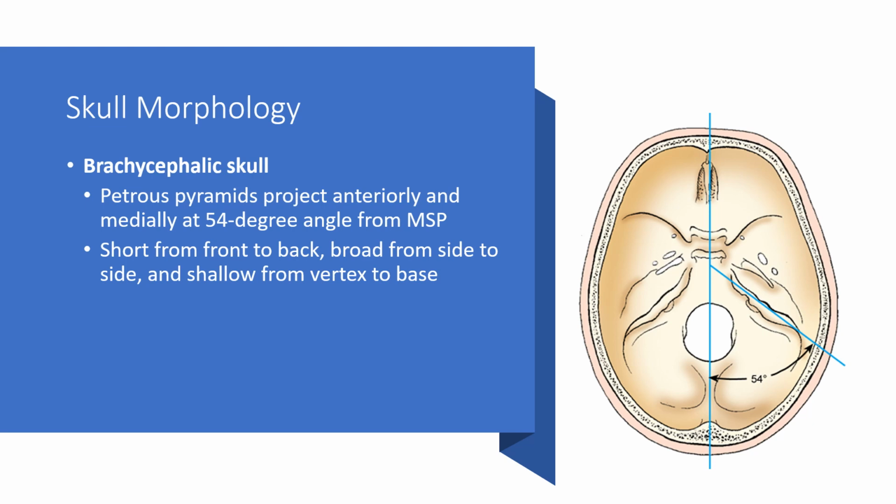The bradycephalic skull, because it is wider side to side, those petrous ridges are allowed to expand more laterally than they would in the mesocephalic skull. So the angle to the mid-sagittal plane actually increases to a 54-degree angle, right? Well, that changes where the petrous pyramids will be located relative to other anatomy when you're doing these positions.